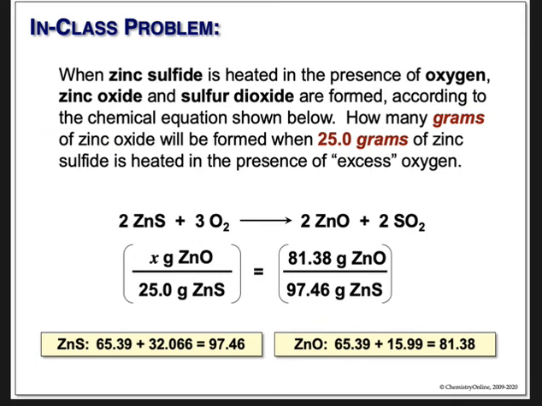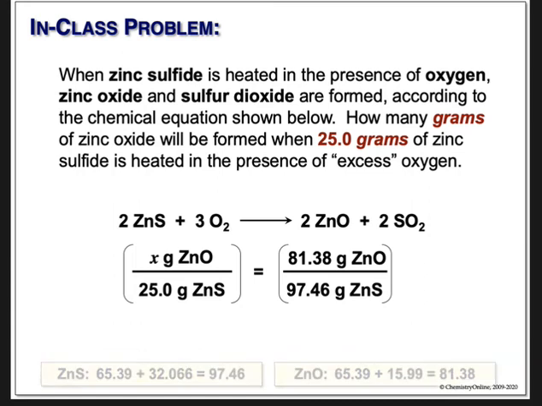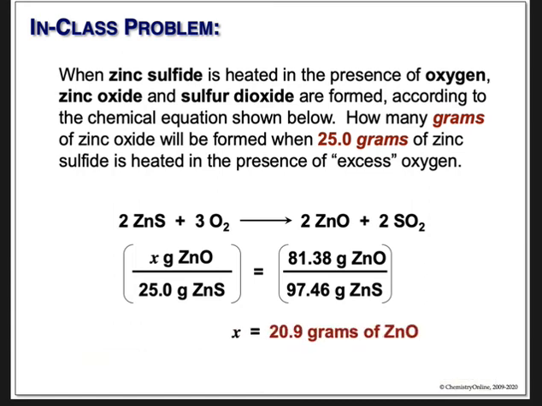As long as oxide's on top, zinc's on the bottom, you're good. If you do it wrong, just flip it over. Makes the math so much more apparent. 25 times 81 divided by 97, and we get about 20.9 grams of zinc oxide. So this is simple stoichiometry, except expressed as mass. Any questions?